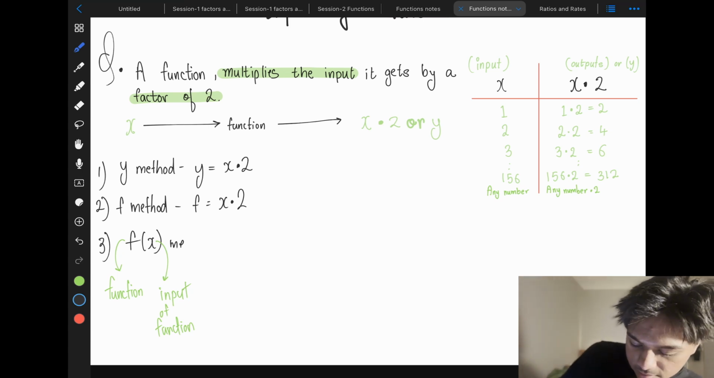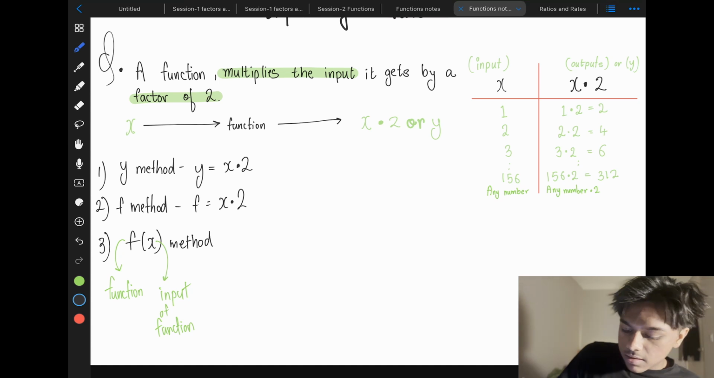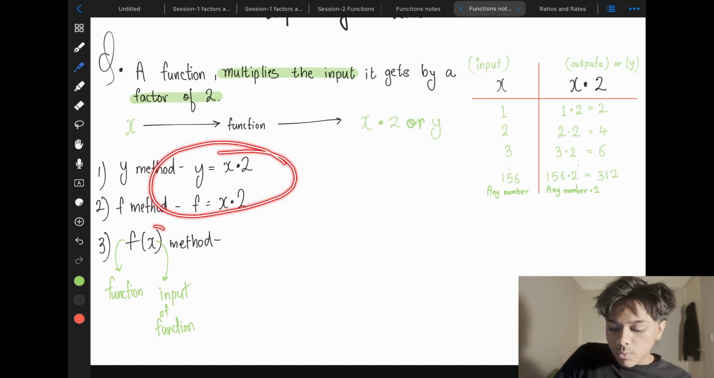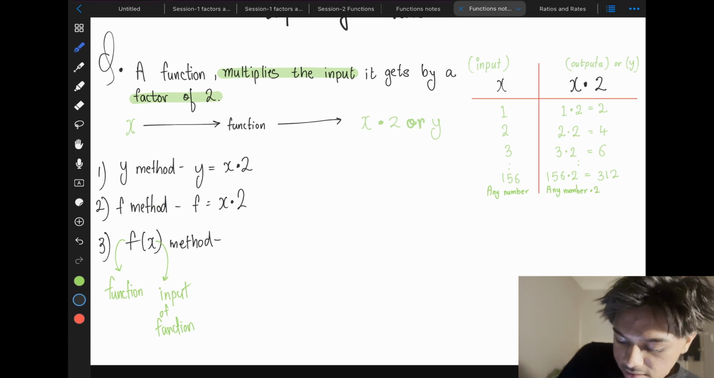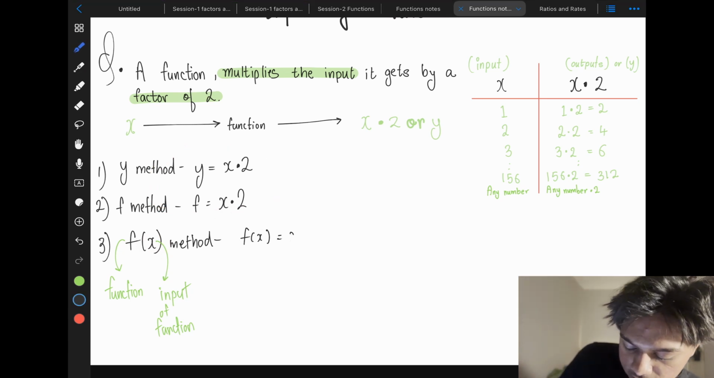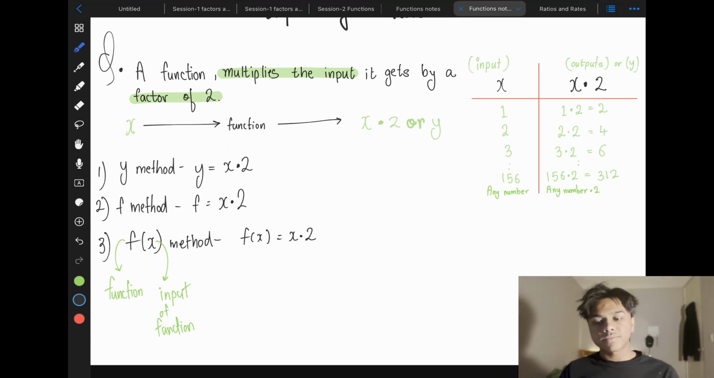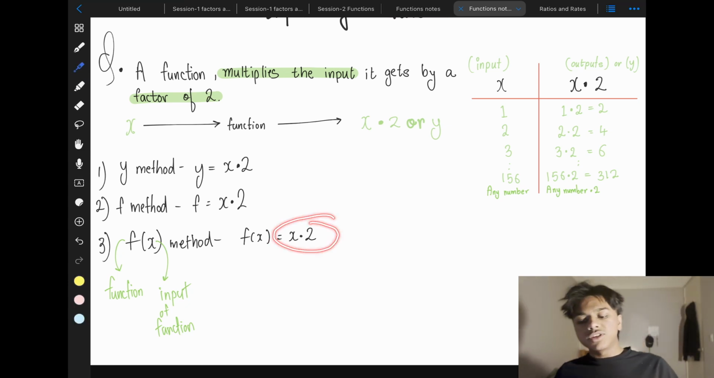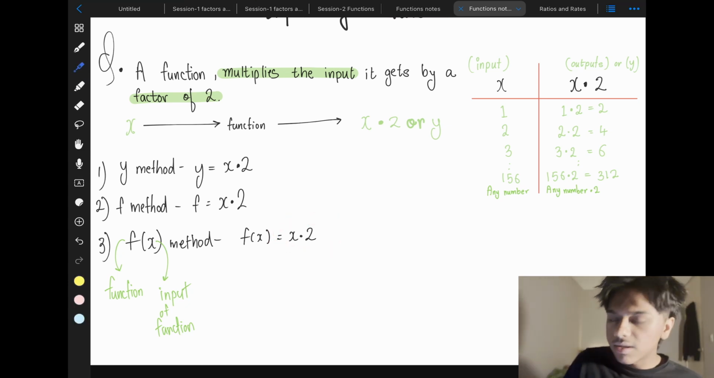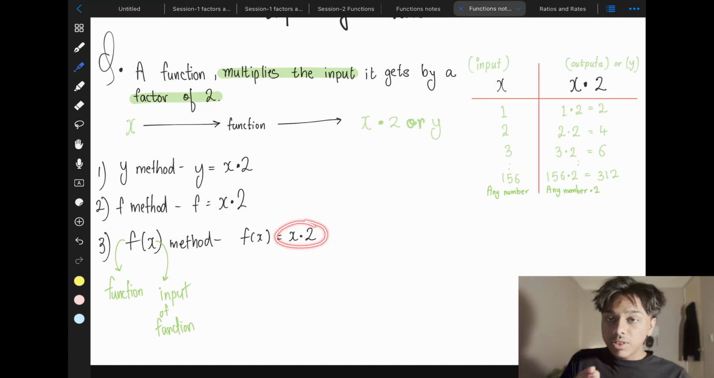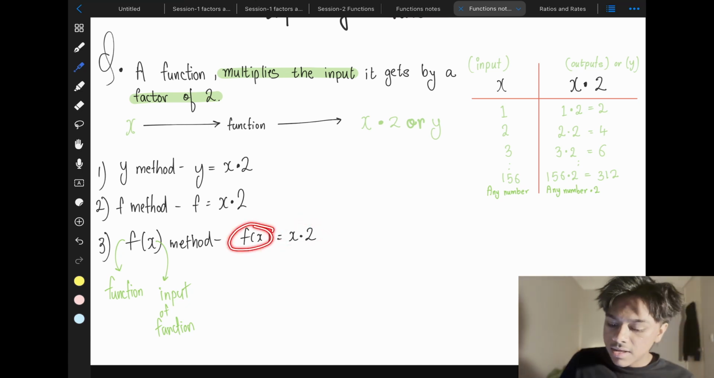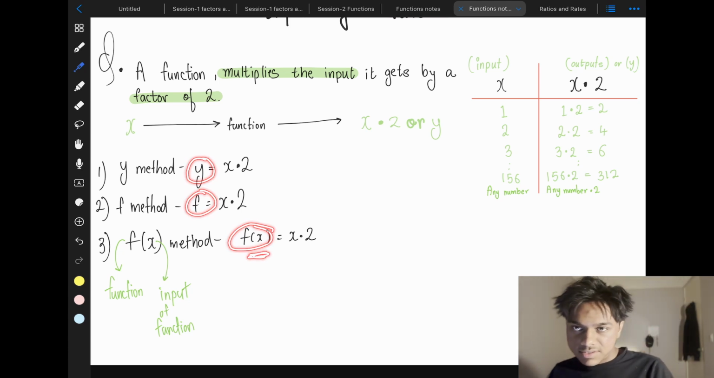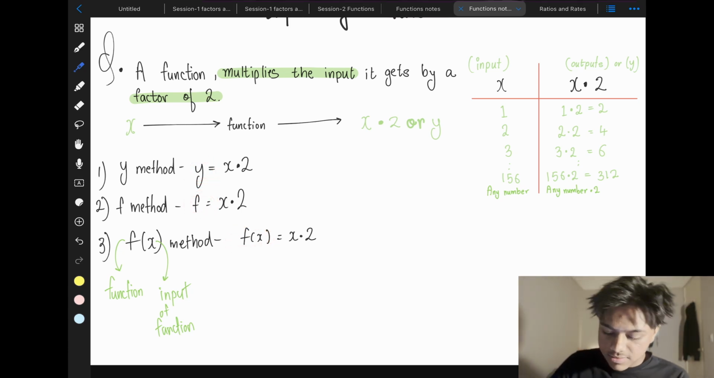And the f(x) method is the same as this too, just with one more thing. We can simply say that f(x) equals x times 2. Right? The x times 2 does not change, since that's what the function is doing to the input. It is multiplying it by 2, so it doesn't change. All that changes is the left hand side. Here it was y, here it was f, and here it's f(x), since the input is x.